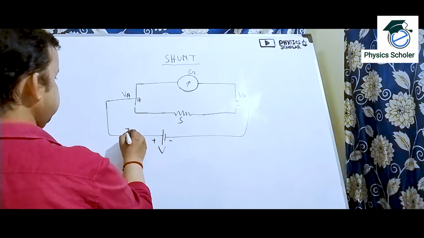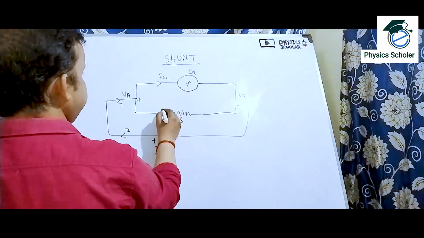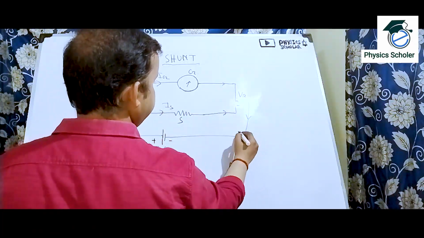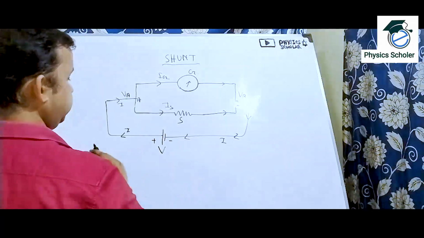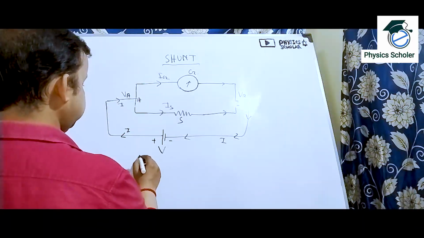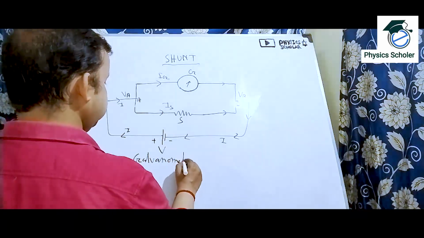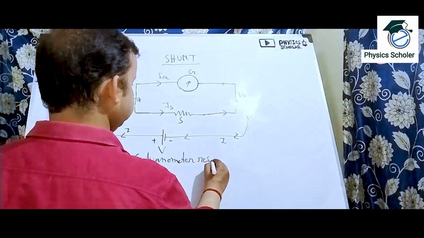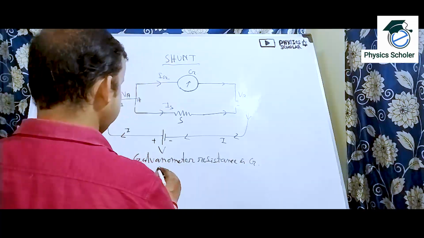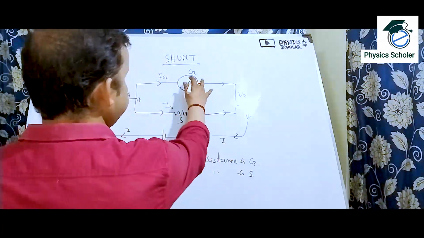So the main current is I. It splits into IG and IS, and here it is again I, coming into the battery. Now the galvanometer resistance is G, and the shunt resistance is S. So these are connected in parallel.